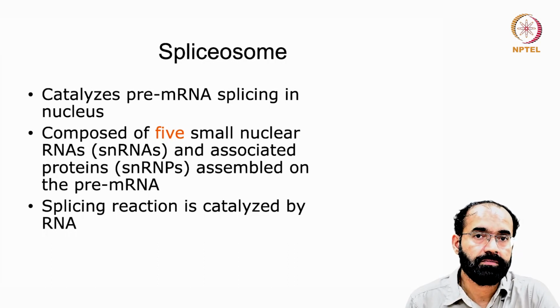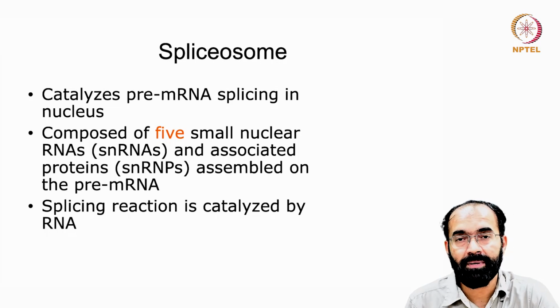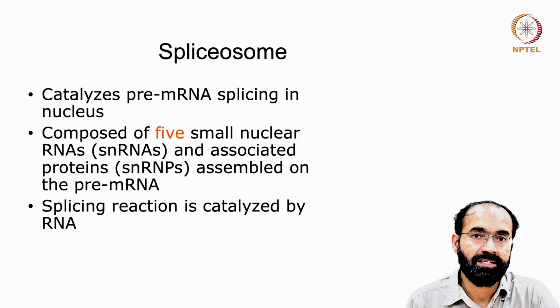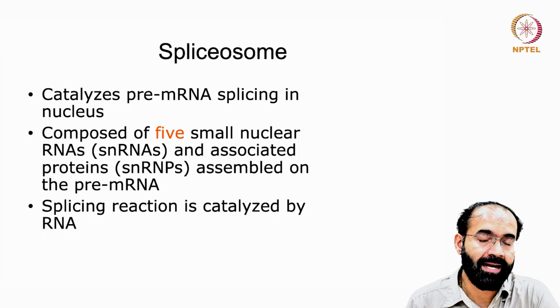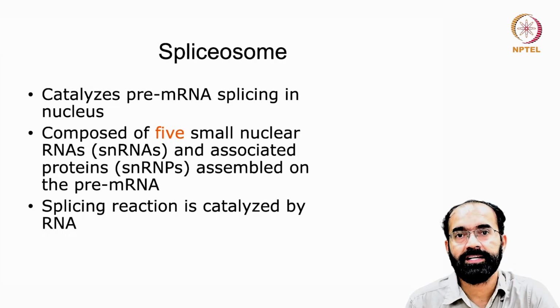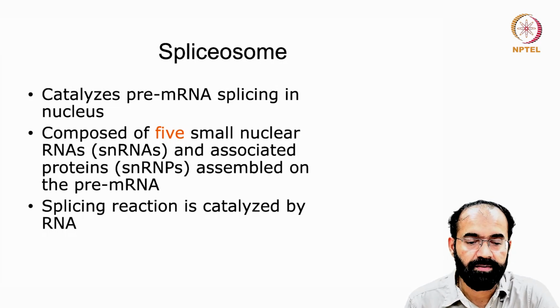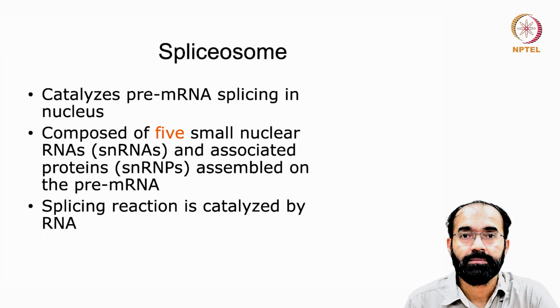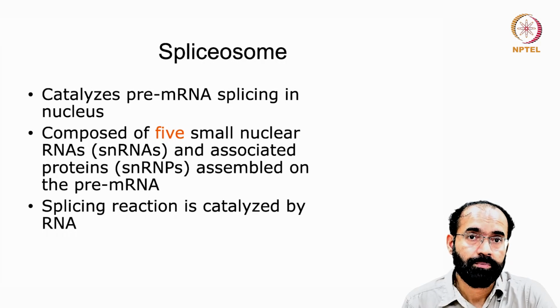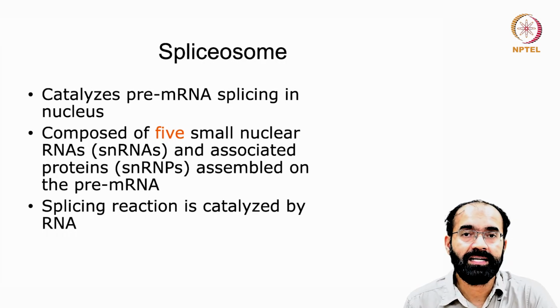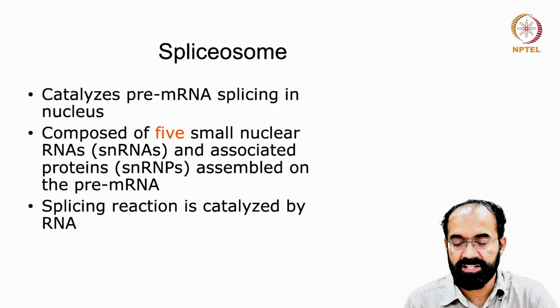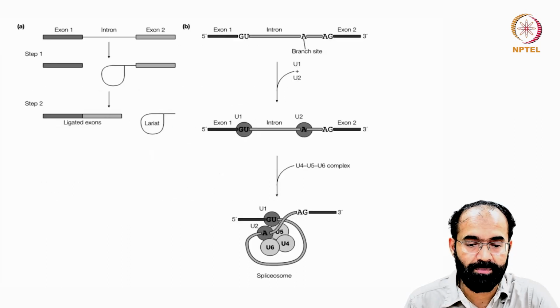The spliceosome is not present in a pre-made fashion. It is assembled, similar to how the different RNA polymerase subunits come one at a time. The same logic applies when you are talking about splicing. The splicing reaction is catalyzed mainly by RNA, because the proteins mainly contribute to the stabilization of the spliceosomal machinery.